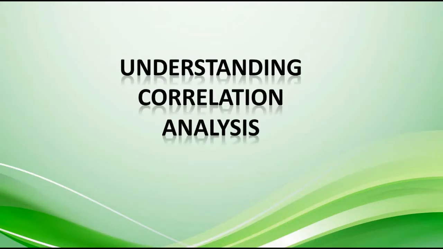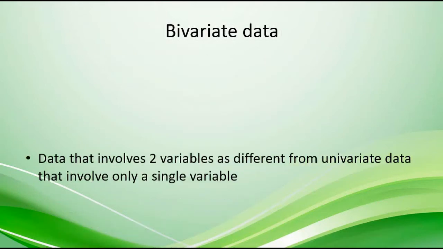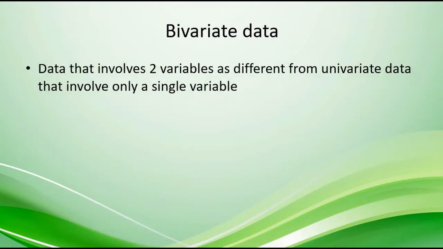Good day everyone! We are now going to discuss understanding correlation analysis. Bivariate data is data that involves two variables, as different from univariate data that involves only a single variable.